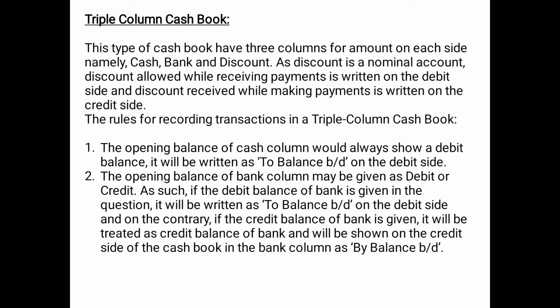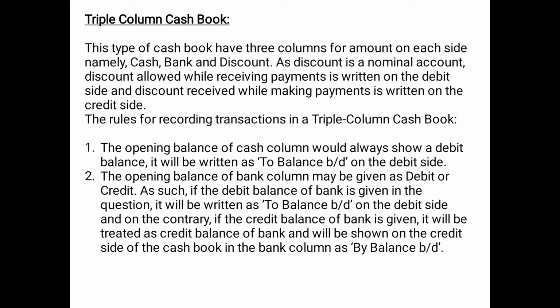Triple column cash book is a cash book where there are three columns for amount on the debit side and three columns for amount on the credit side, and those three columns are cash, bank and discount. As you can see here, this type of cash book, that is triple column cash book, has three columns for amount on each side, namely cash, bank and discount column.